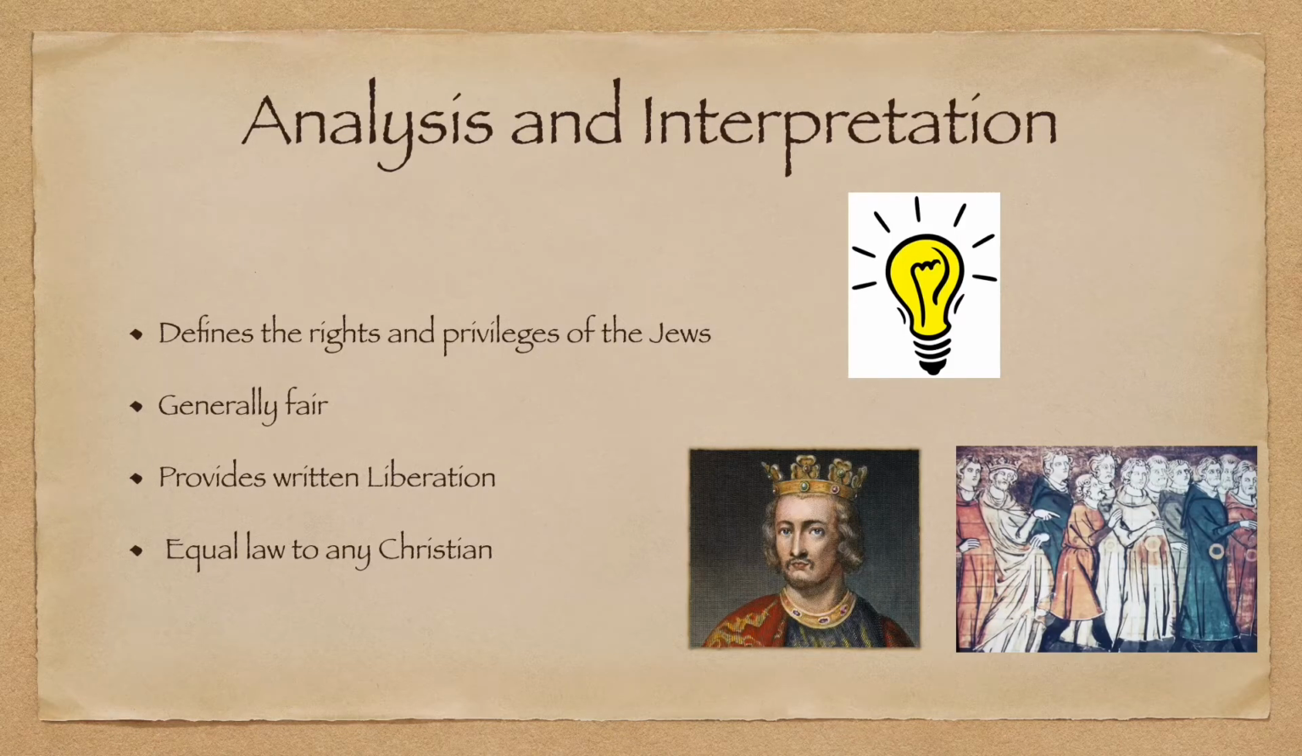So this is my analysis and interpretation. This primary source is a charter. It defines the rights and privileges of the Jews. I think that this charter is, for the most part, very fair. It grants the liberation to the Jews and provides law equal to any Christian. I do not see any resentment or ill feelings towards the Jews. This charter was made to define the equal rights of the Jews.